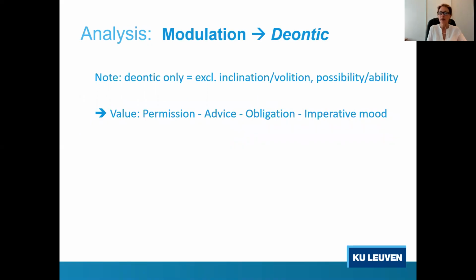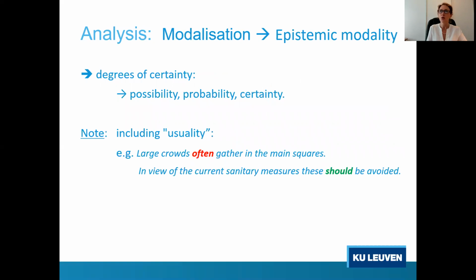And we looked at expressions of permission, advice, obligation, and imperative mood, also for obligation, for the deontic level, and also at expressions of possibility, probability, and certainty for the epistemic level. But we also included for the latter the meaning of usuality, which is also part, in systemic functional grammar, of epistemic modality, because there also we see that one epistemic element supports the advice in the deontic element in green here. Right? So for instance, "large crowds often gather in the main squares. In view of the current sanitary measures, these should be avoided."